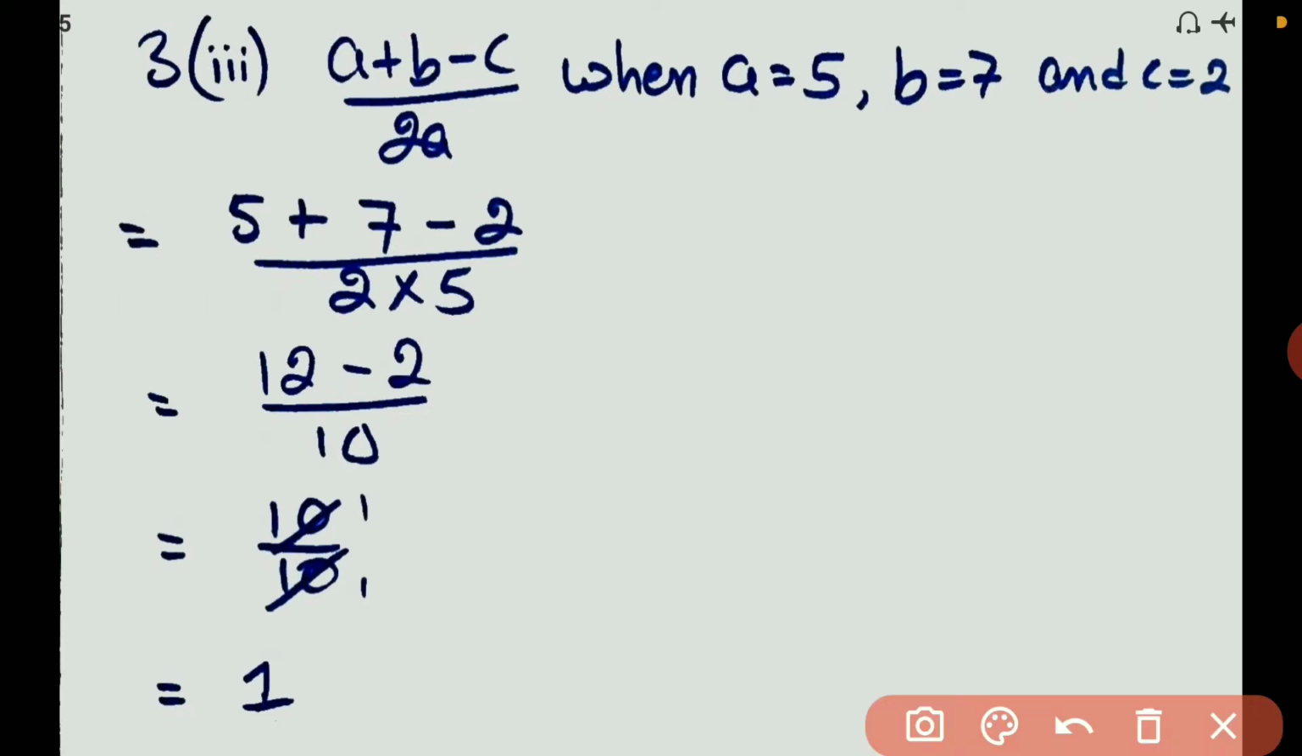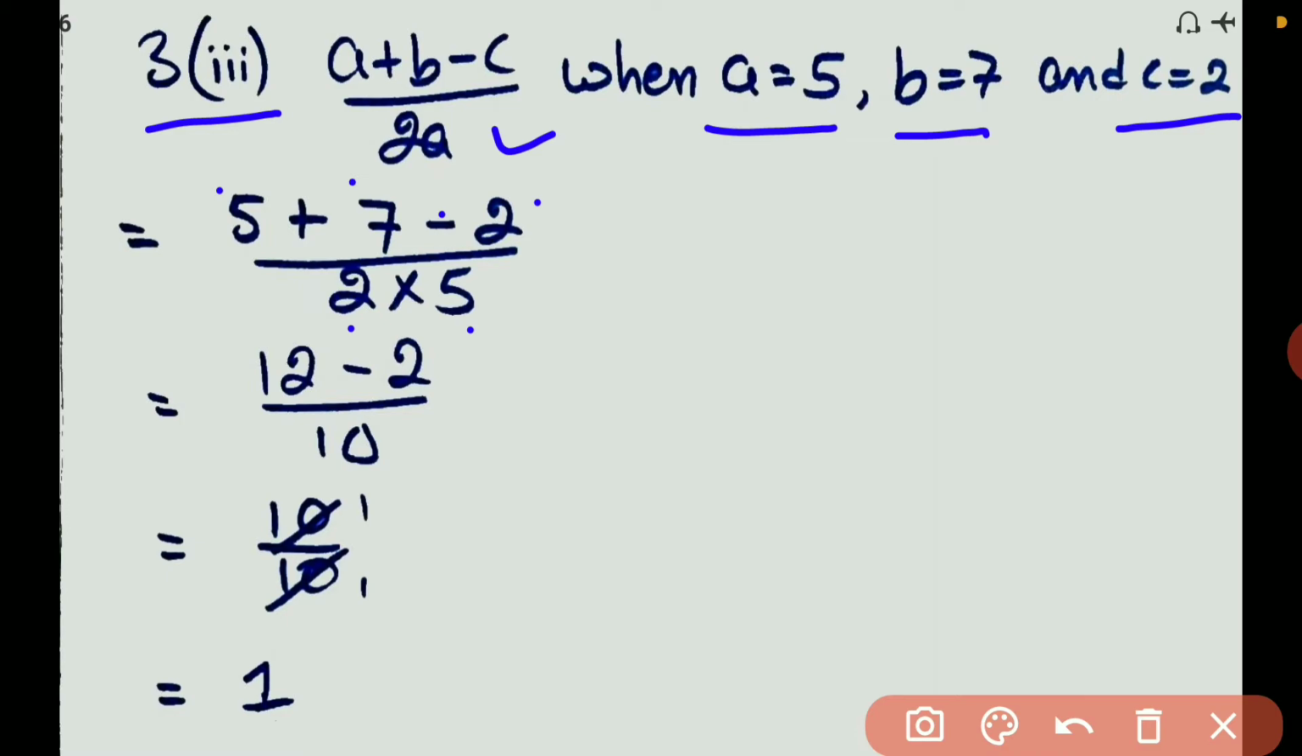Coming to the solution of number 3.3. Number 3.3, the question is a plus b minus c upon 2a when a equals to 5, b equals to 7 and c equals to 2. So a becomes 5 plus b becomes 7 minus c becomes 2 upon 2a becomes 5, so 2 into 5.